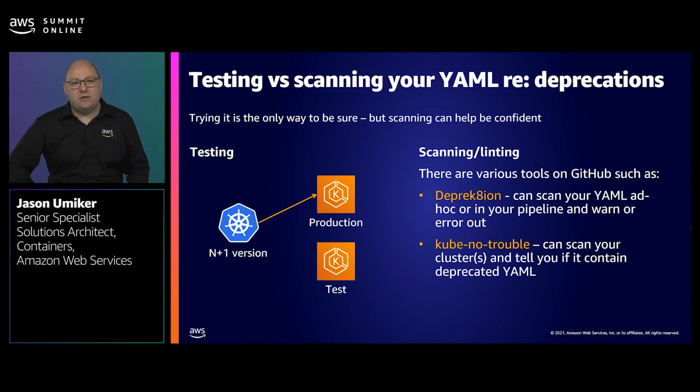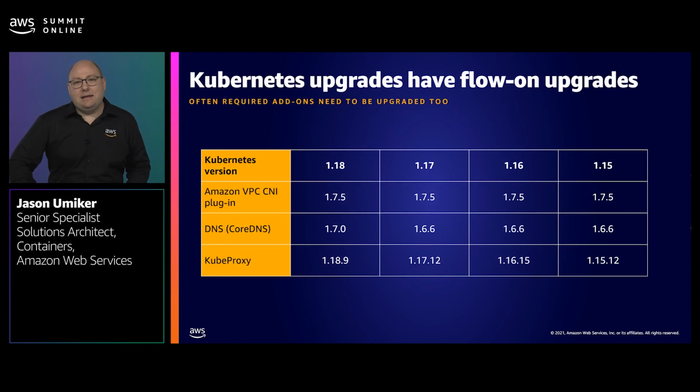Alternatively, there are tools such as deprecation or kubent (Kube-No-Trouble) that can either scan your spec files or Helm charts in place, or can scan the deployed items on your cluster and tell you if you have to update your API versions before proceeding with the Kubernetes upgrade. Lastly, there are some add-ons that are part of EKS, namely our CNI, CoreDNS, and kube-proxy, and they often need to be upgraded after you've upgraded your cluster.